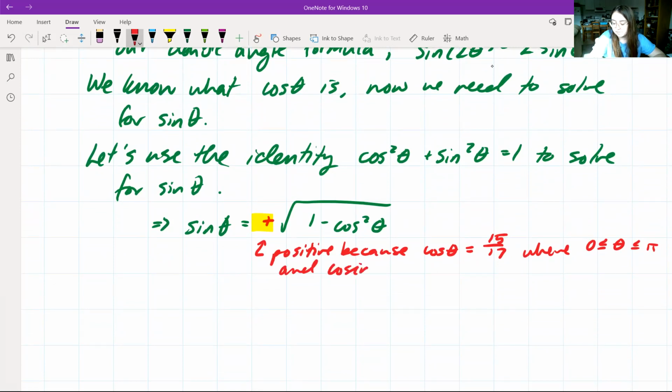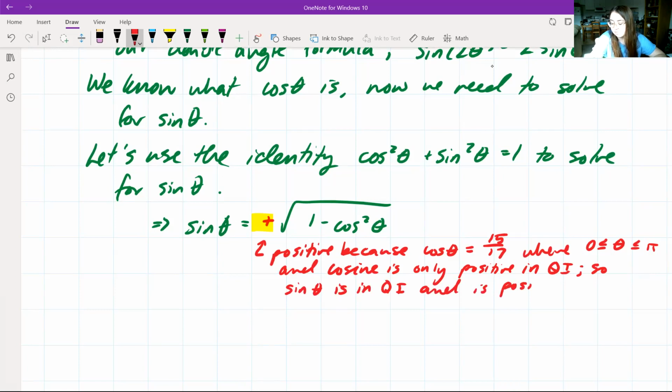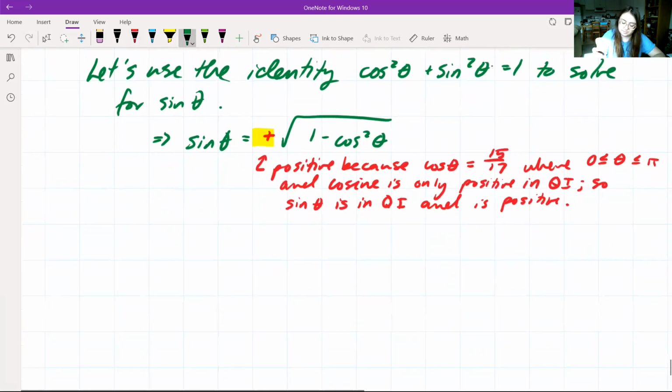And cosine is only positive in quadrant 1. So this means that sine of theta is in quadrant 1 and is positive. So all right, that's how we determine that sine of theta is equal to positive square root of 1 minus cosine squared.